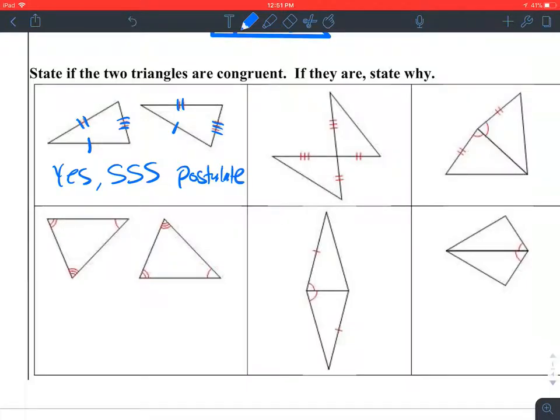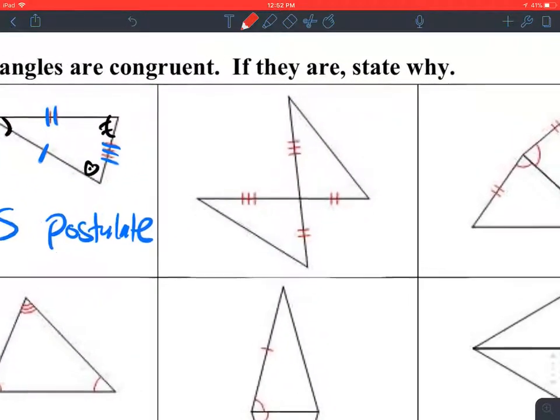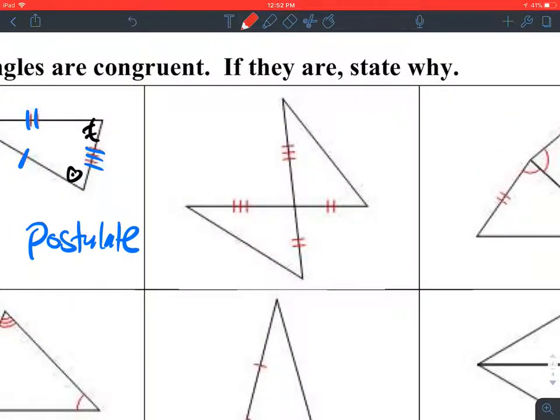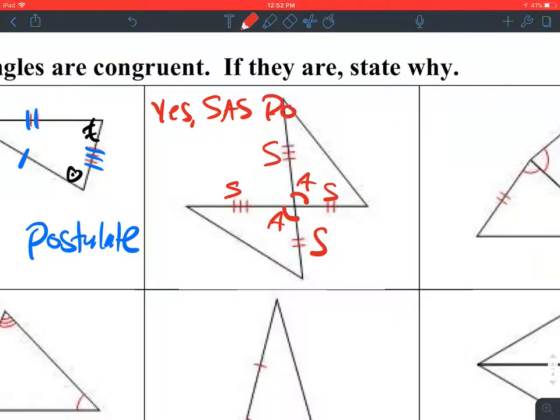That means corresponding angles are also congruent, which means we would know, this is not part of the question, this angle is congruent to this angle, and this angle is congruent to this angle. Next picture, we only have two things marked in the pictures, two sides, but we know that these angles are congruent because they're vertical angles. The vertical angle theorem says those are congruent. So we have side, angle, side, side, angle, side. So these are congruent because of the side, angle, side postulate.